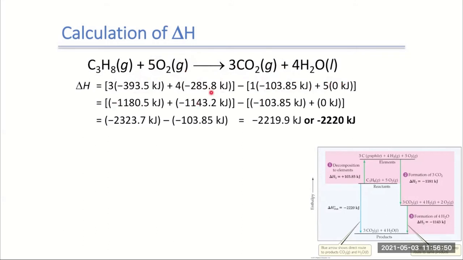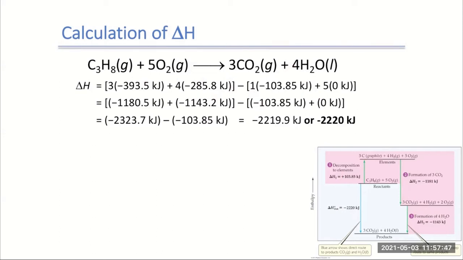So then I just sum up these two parts, my products and my reactants, and when you add them all together, you get negative 2,219.9 kilojoules, or we can say it's negative 2,220 kilojoules. So even if I didn't have the delta H1, delta H2, delta H3, I can still figure out the overall delta H of reaction by adding up the heats of formation for the products and reactants.